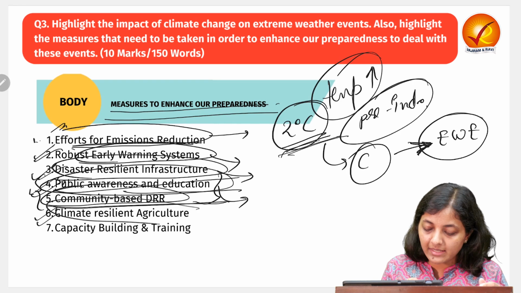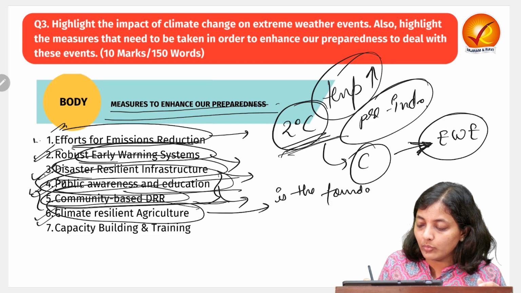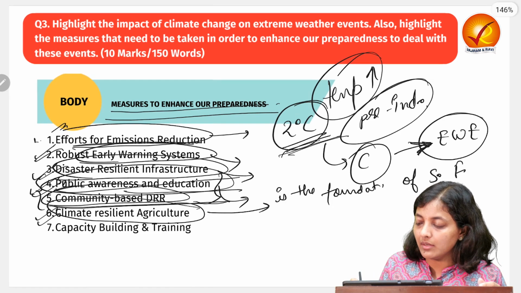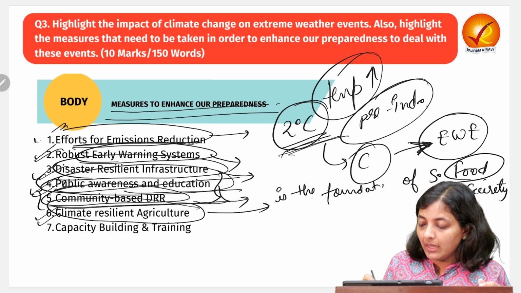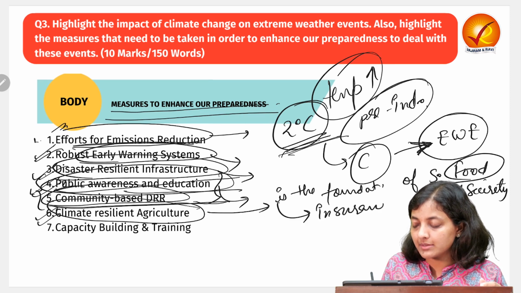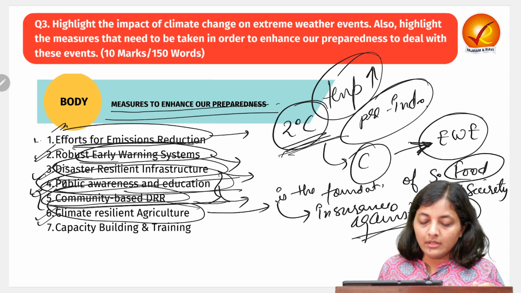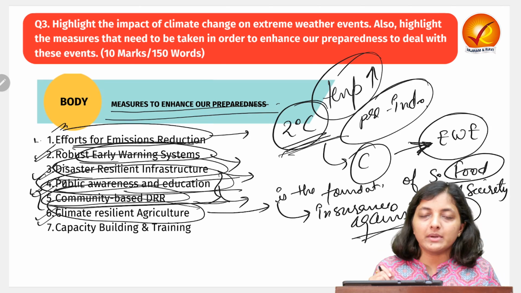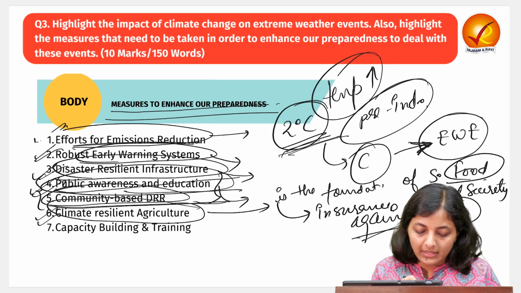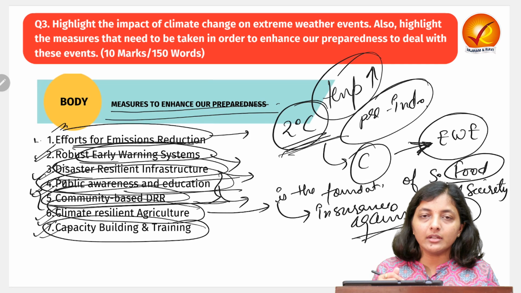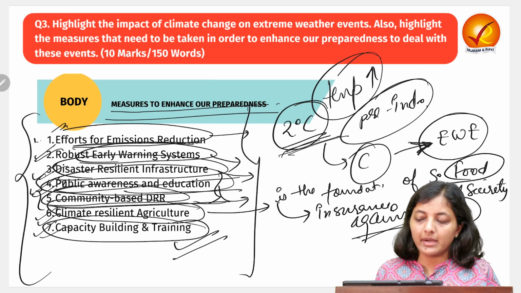Next comes climate resilient agriculture. Climate resilient agriculture is the foundation of sustainable food or food security, and it will also act as insurance against extreme weather events. So we have to follow best practices which are sustainable in nature and do not harm our environment. Next comes capacity building and training of the responders. So these are all the measures to enhance our preparedness.